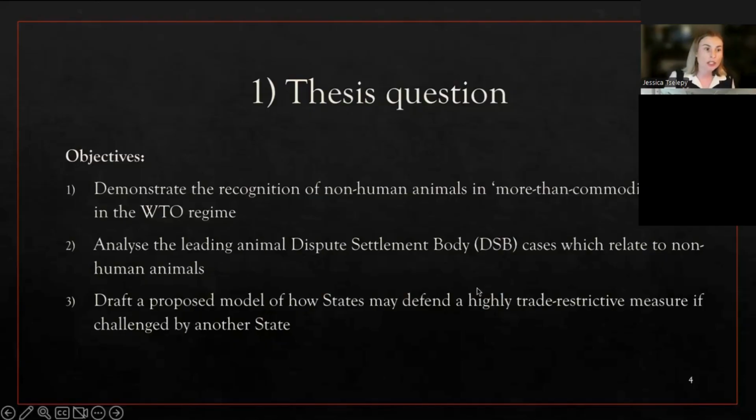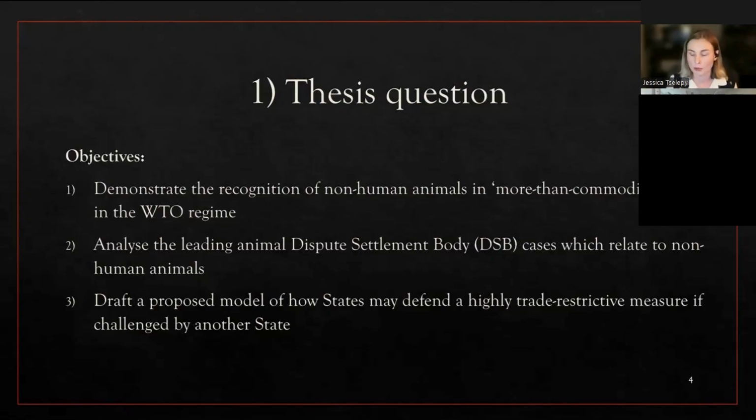So, responding to the DSB's recognition of non-human animals in more than commodity terms would support states, I argue, which seek to restrict trade of farmed animals. I ultimately argue that greater recognition of animals in these terms by the DSB, by states, by individuals, will allow and encourage states to accept the possibility of creating new laws which recognize their moral status and consequently protect their interests to a great extent.